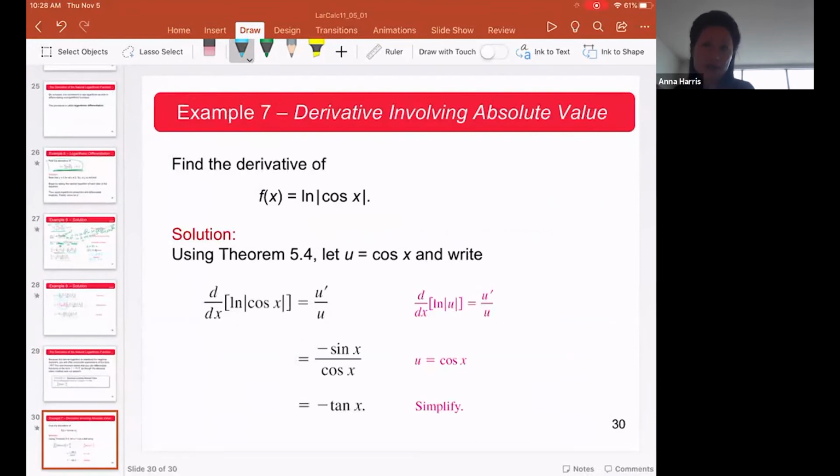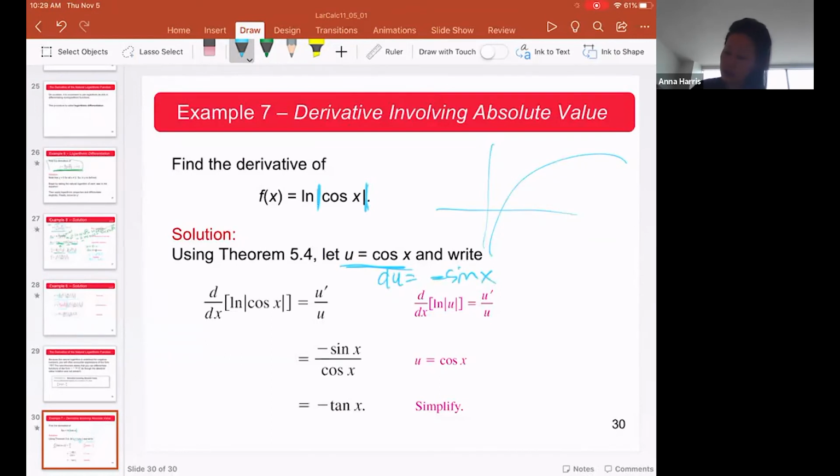Find the derivative of the trigonometry function cosine of x. By the way, they put the absolute value here because we want to make sure that we only use a positive x. So you have that, and you're going to call u to be cosine x, and then du will be what? Derivative of cosine is what? Negative sine x. So when you do that, then you get this answer: negative sine x divided by cosine x, which is the same as negative tangent x.